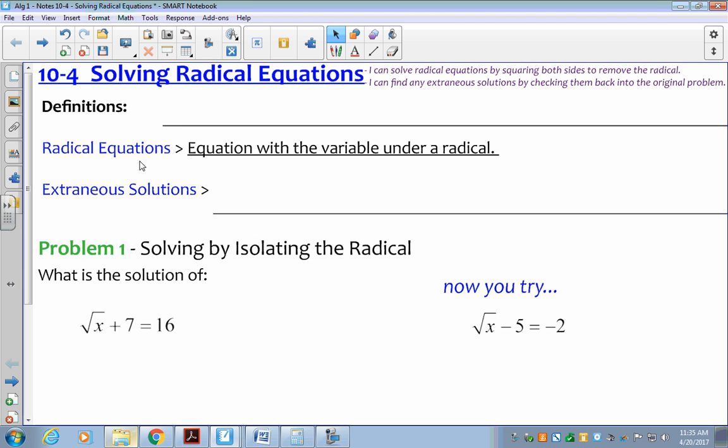So a radical equation is an equation with a variable under a radical. So your x is underneath your square root.